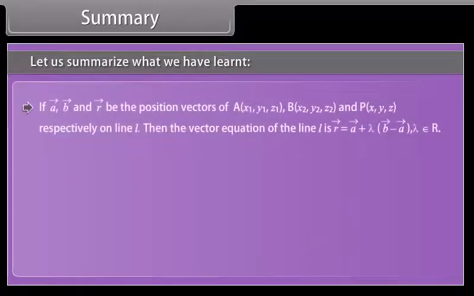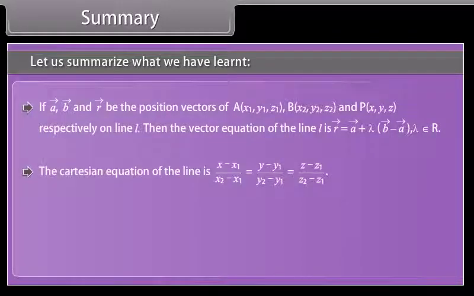if vectors A, B and R are the position vectors of A(x1, y1, z1), B(x2, y2, z2) and P(x, y, z) respectively on line L, then the vector equation of the line L is vector R equals vector A plus lambda times vector B minus vector A, where lambda belongs to real numbers. The Cartesian equation of the line is x minus x1 by x2 minus x1 equals y minus y1 by y2 minus y1 equals z minus z1 by z2 minus z1.